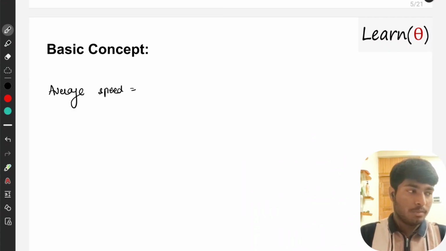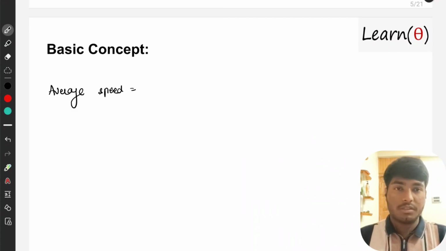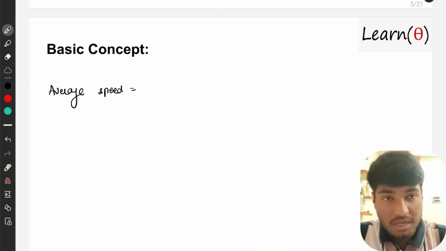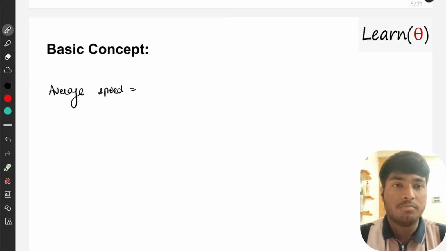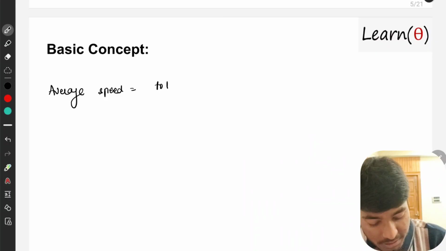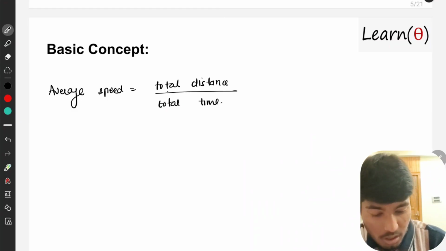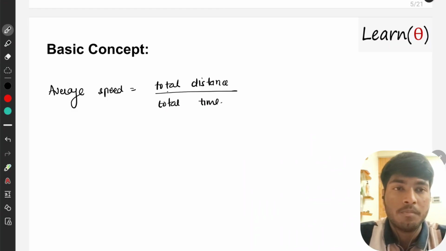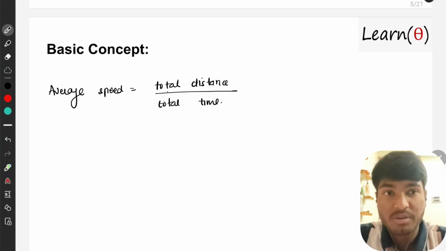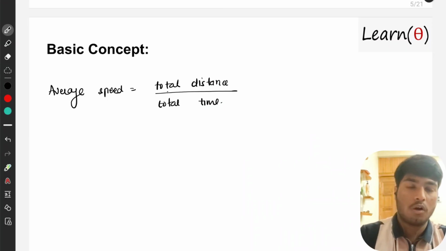Let us say 10 plus 20 plus 30. I am given three numbers, 10, 20 and 30. So 10 plus 20 plus 30 divided by 3, that is your average. Similarly, if I am asking what is the average speed, average speed is basically the total distance upon the total time taken. I hope that's clear. You have to remember just this thing and we'll be able to solve all the questions.